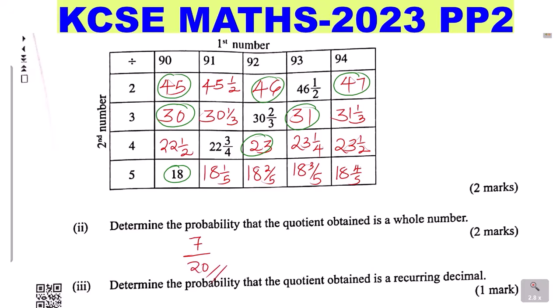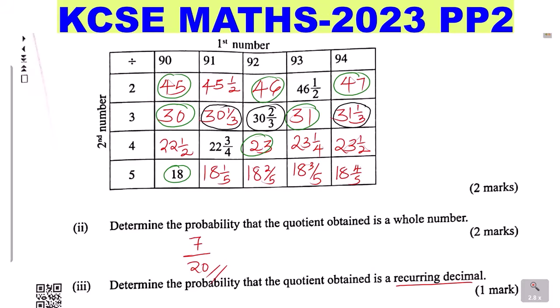Then part 2, determine the probability that the quotient obtained is a recurring decimal. So let's identify the recurring decimals. The first recurring decimal is here, 30 and a third. Then there is 30 and 2/3. Then 31 and a third. And I think those are the only recurring decimals.